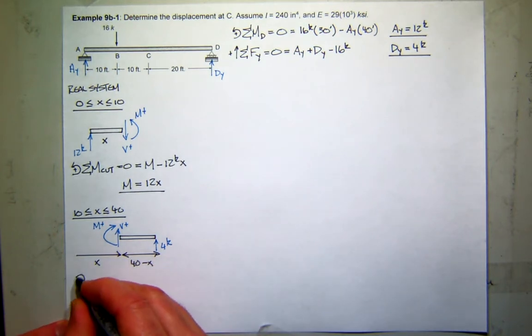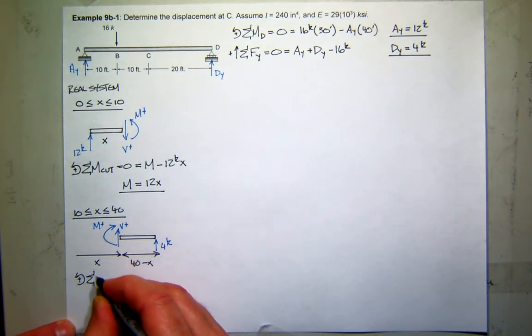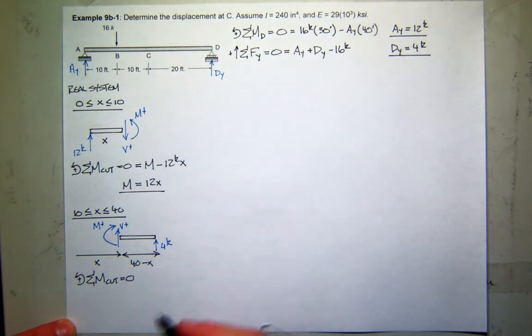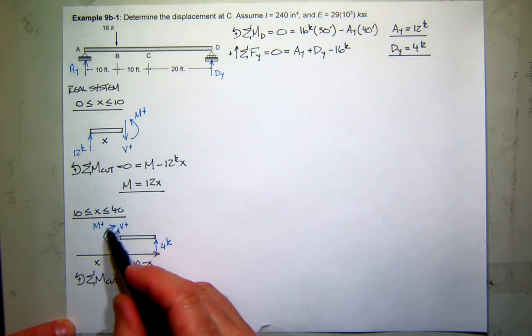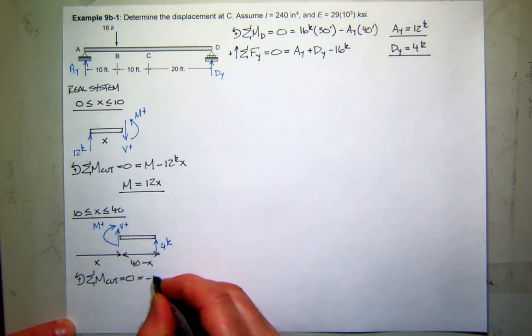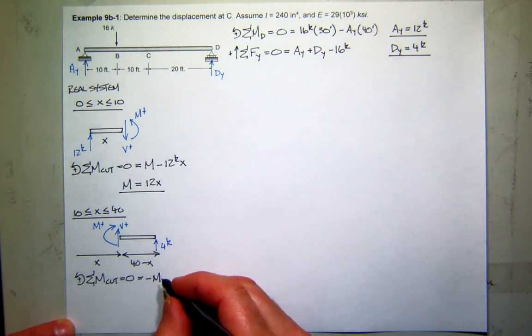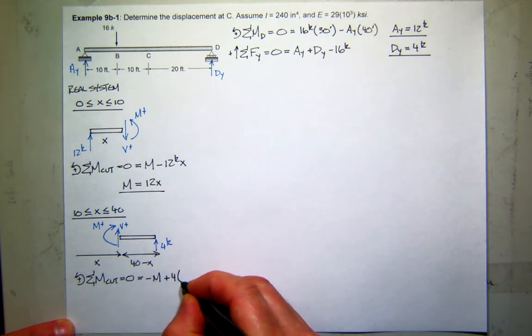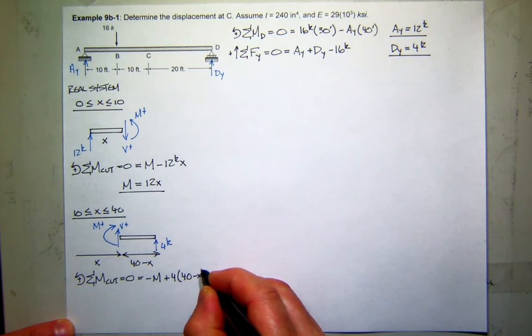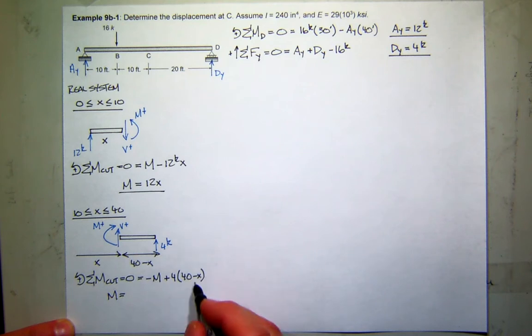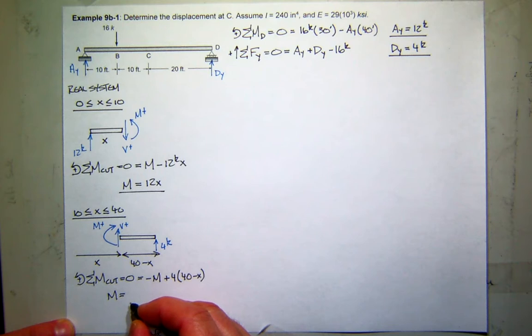So now I'll come down here, and I will sum moments at the cut. Make sure it's in equilibrium. So with right-hand rule as my sign convention, this positive bending moment is actually negative, and the moment due to this 4 kip force is positive. And that would be 4 kips times 40 minus x. So again, you can see the moment in this structure will be basically 4 times 40 minus x. I'll go ahead and multiply that out, and it's 160 minus 4x.